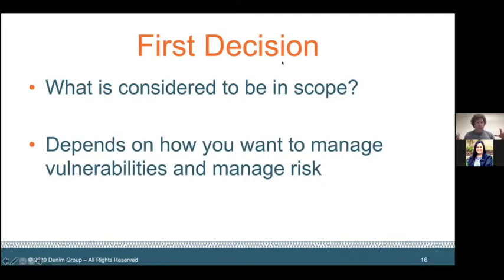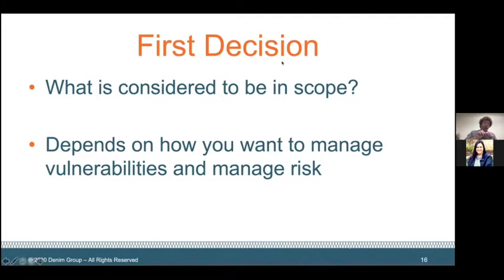And so really the first decision that needs to get made is, what do we consider to be in scope for our application security program? And that's going to depend on how you want to manage vulnerabilities and how you want to manage risk. For basically every organization that we work with, the custom software that they develop in-house is in scope for this application or software security program. More sophisticated organizations start to look a little more broadly, and they're looking at supply chain and supply chain risk, looking at their packaged software, lines of business, important critical software functions.